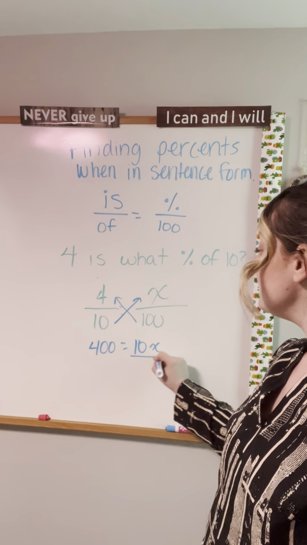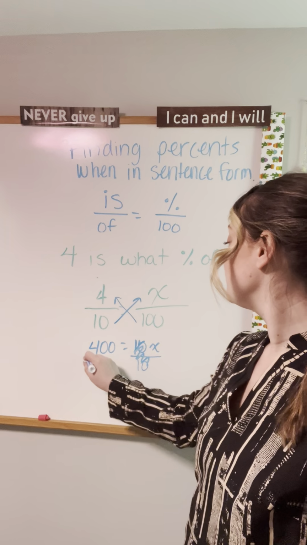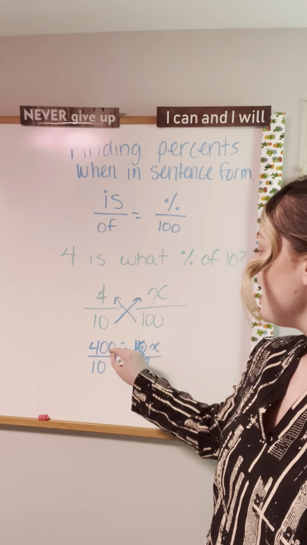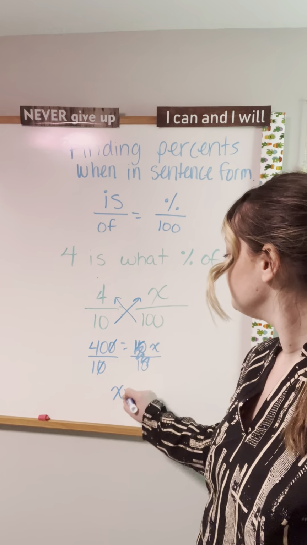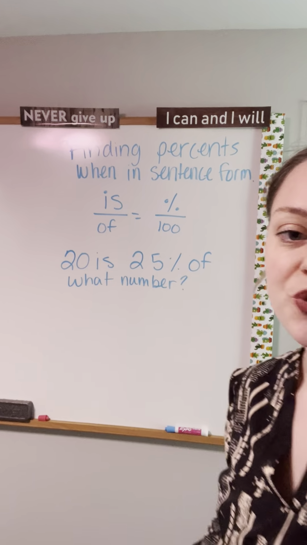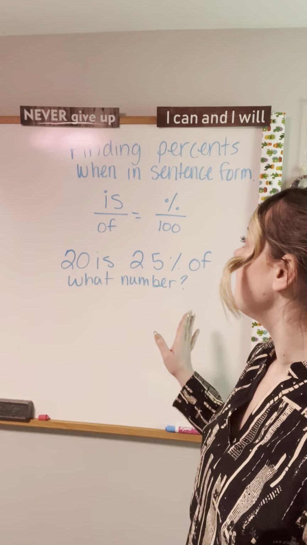All right, so now I need to divide by 10 because that's the inverse of multiplying. What I do to one side, do the other, and hey, ooh, this one's not bad. I have a 0 here, a 0 here. What's 40 divided by 1? 40. There you go.